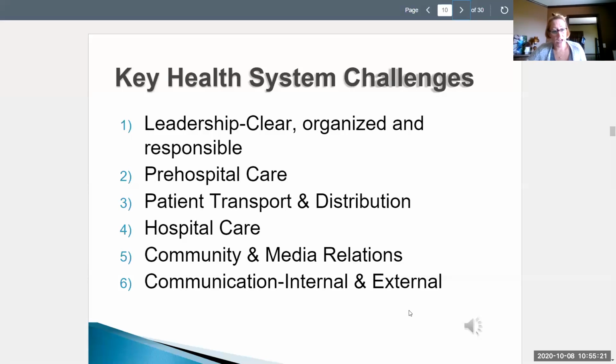Key health system challenges. So the leadership, of course, if you don't have a clear and organized and responsible leader, that can cause mass chaos as well. Pre-hospital care, patient transport and distribution, hospital care, community and media relations. We know that media plays a big role in either making or breaking people's panic. Communication, both internal and external.